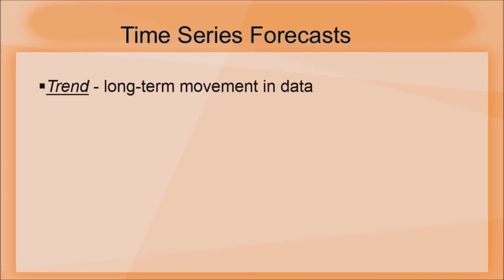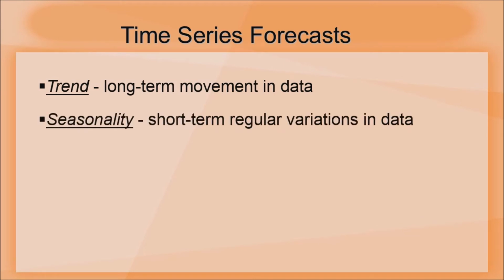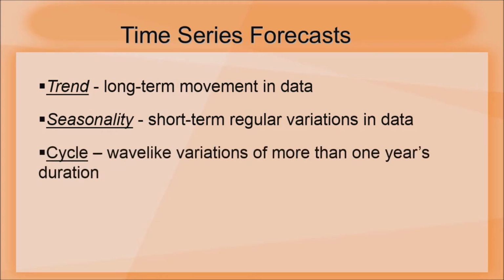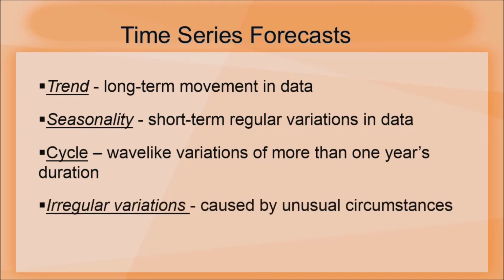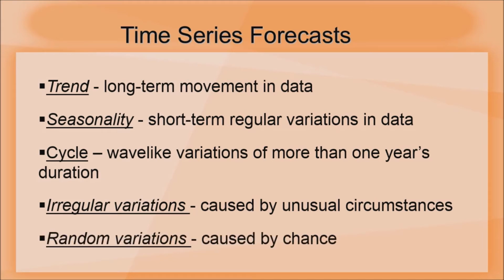Time series forecasts. Trend, long-term movement in data. Seasonality, short-term regular variations in data. Cycle, wave-like variations of more than 1 year's duration. Irregular variations, caused by unusual circumstances. Random variations, caused by chance.